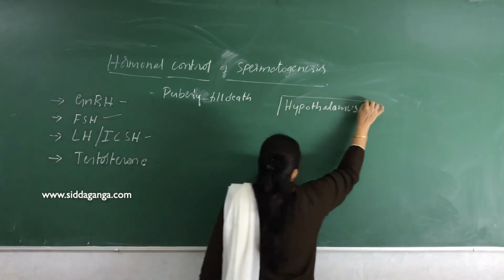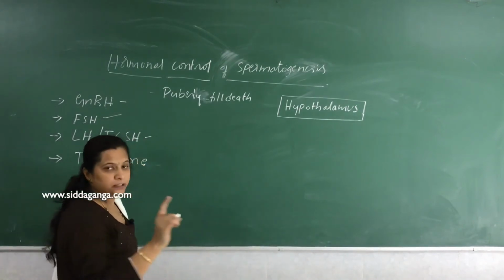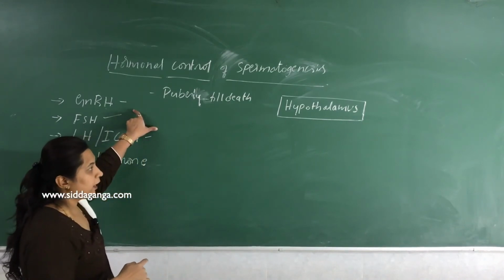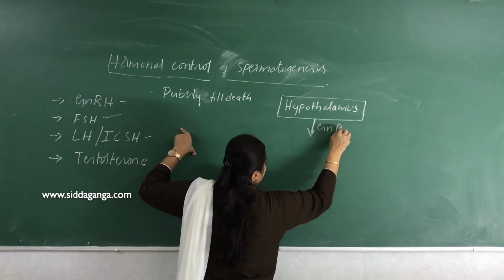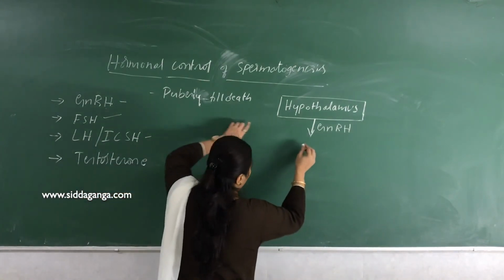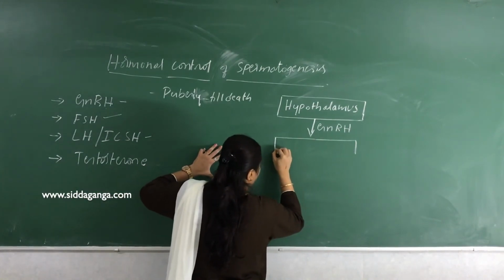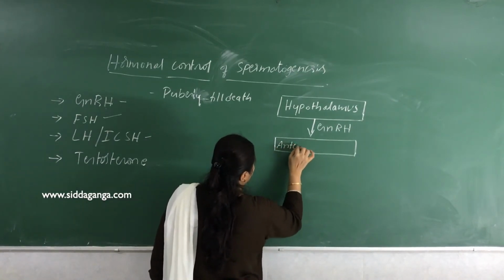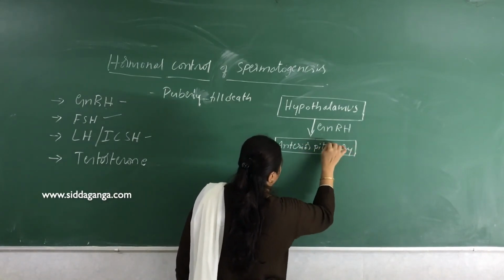Hypothalamus. So the hypothalamus is a part of our brain. Once males attain puberty, the hypothalamus increases the secretion of GnRH, gonadotropin releasing hormone. The target gland for this hormone is the pituitary gland, particularly the anterior pituitary. So the gonadotropin releasing hormone will act on the anterior pituitary.